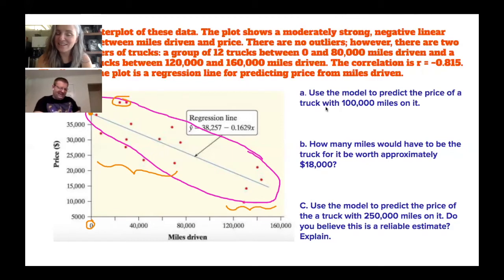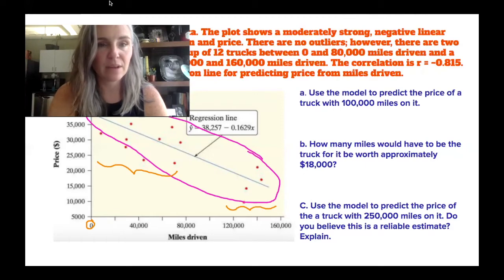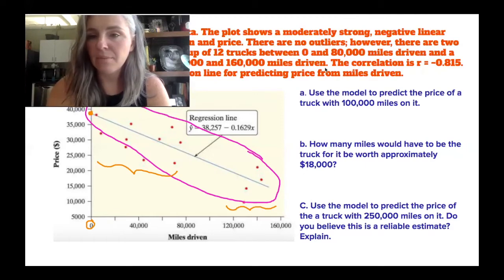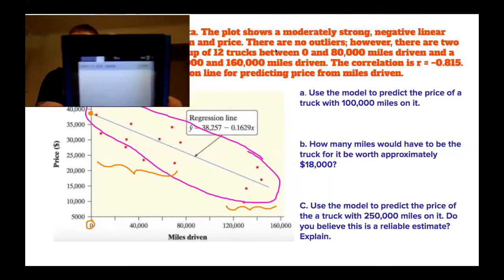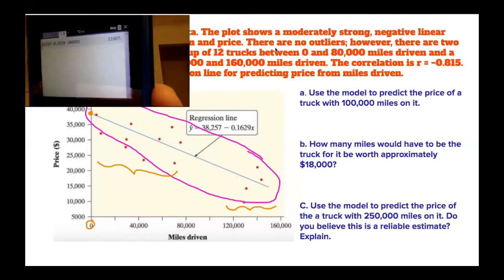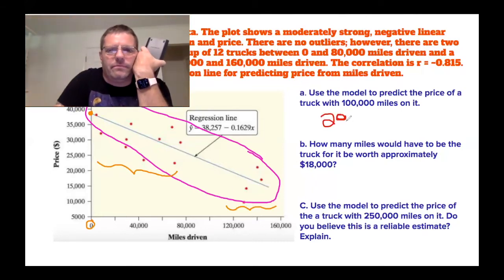Oh, wait, yeah, there's now the Ford. So it says use the model to predict, and I'm going to make Mr. Bobby bigger again because he's about to use the model to predict using his calculator. We want to be able to see that. The 100,000 miles. Okay, I'm going to give you the actual answer here. I'm just going to plug in the equation into my calculator. 21,967.